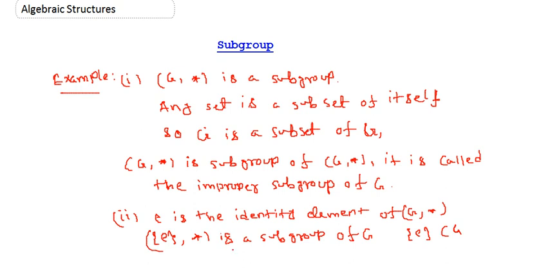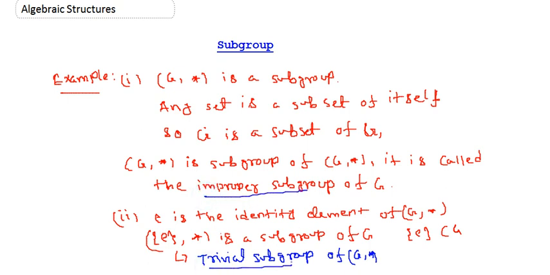I just leave it for you to do by yourself. If you fail to do it, just ask me later. So the singleton set of E with the same composition of G is a subgroup of G, and it is called the trivial subgroup. This is the name only. All other subgroups, except the improper subgroup and the trivial subgroup, will be called proper subgroups of G.